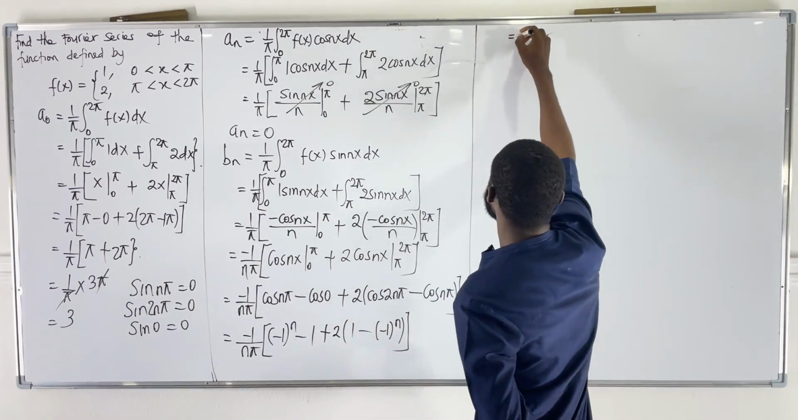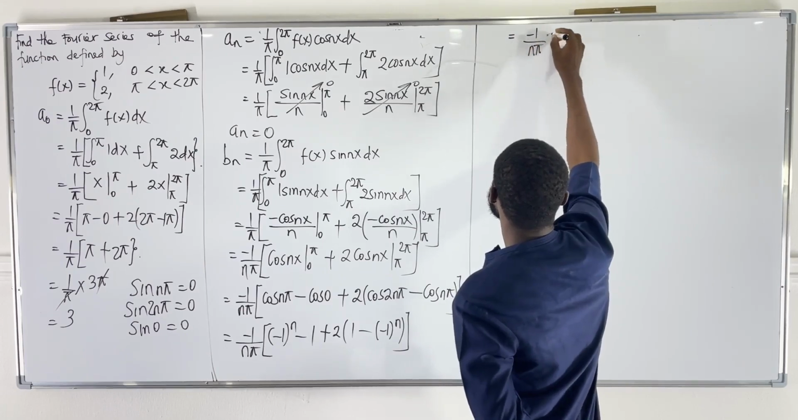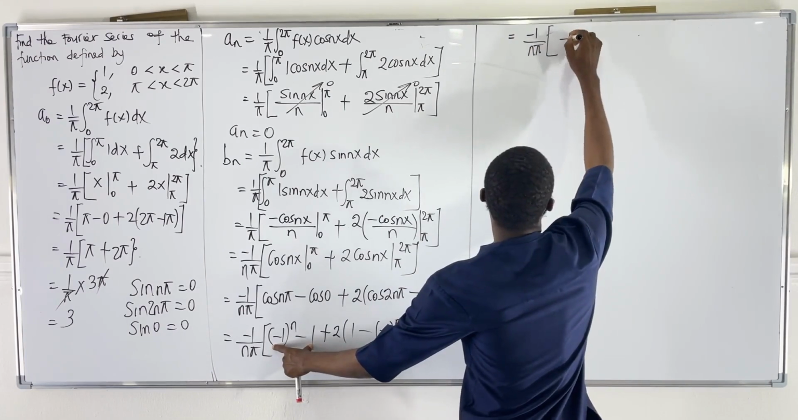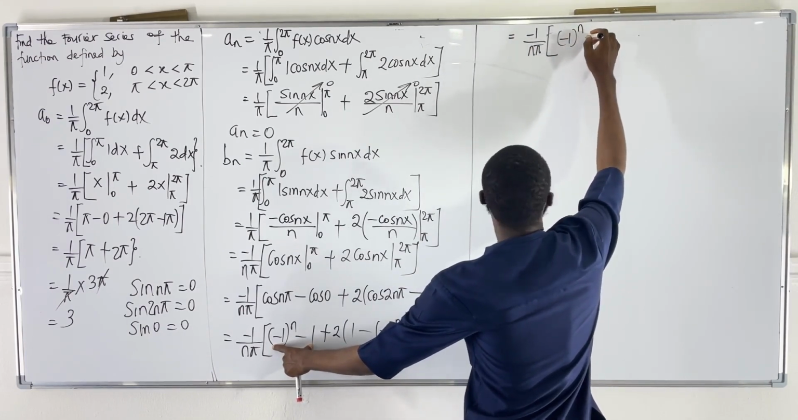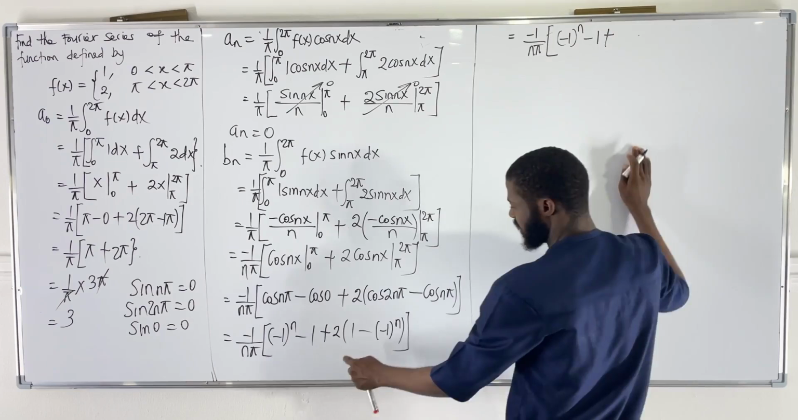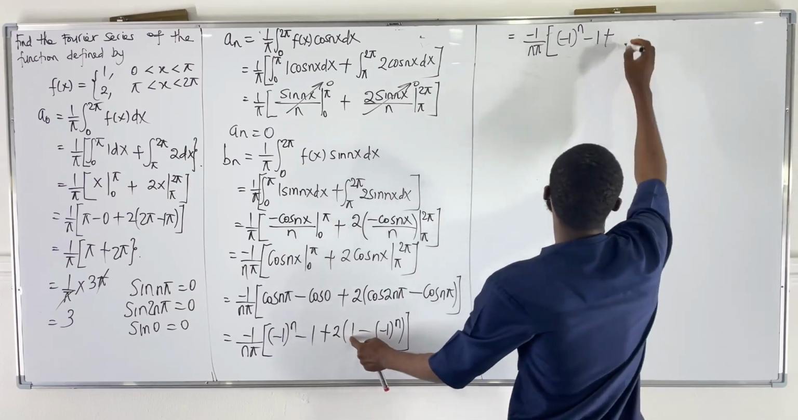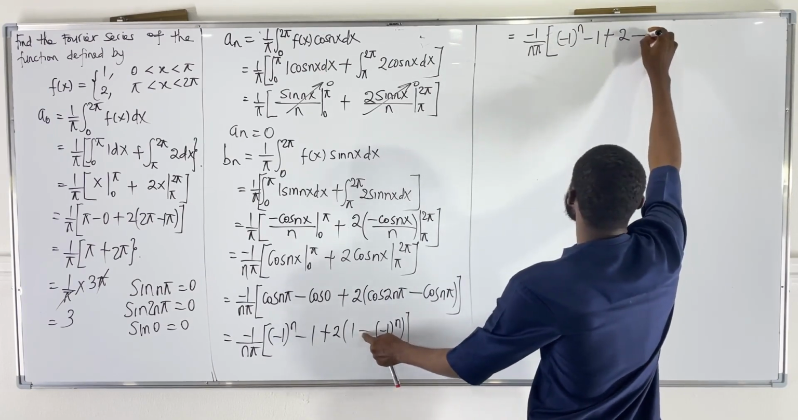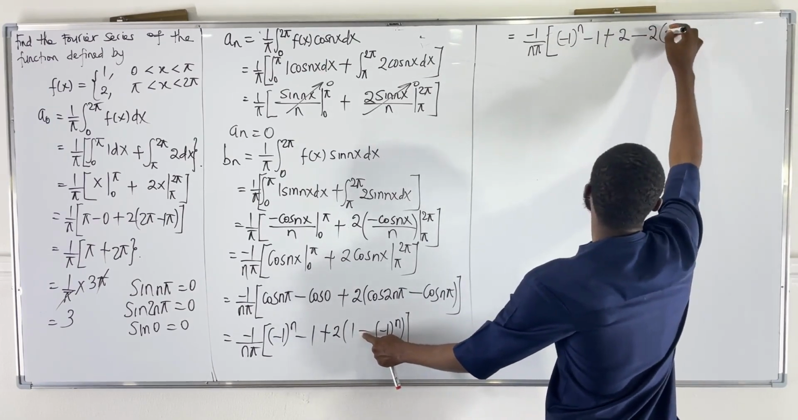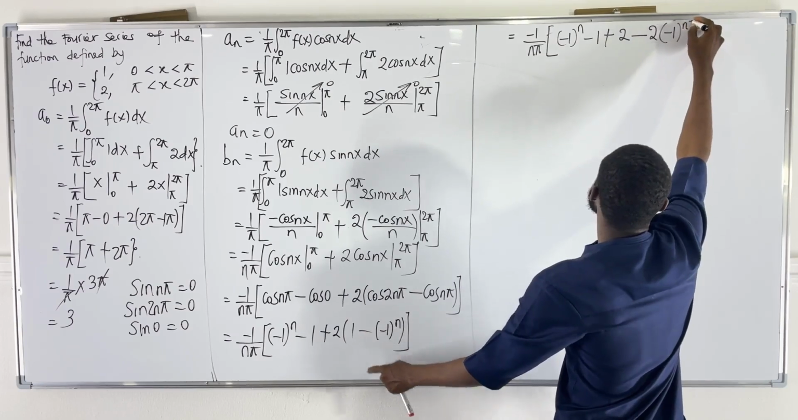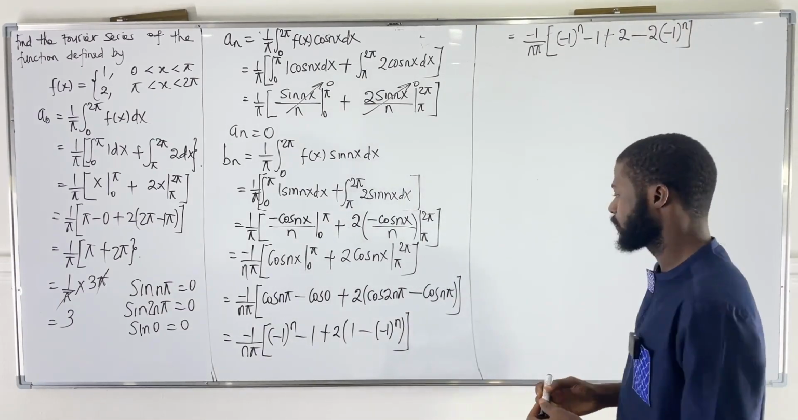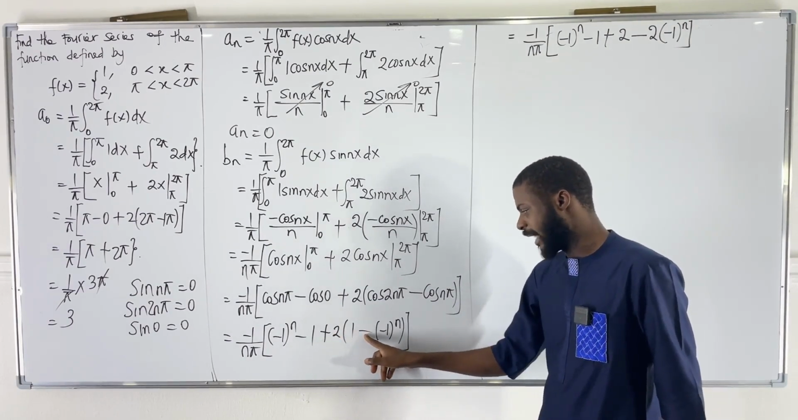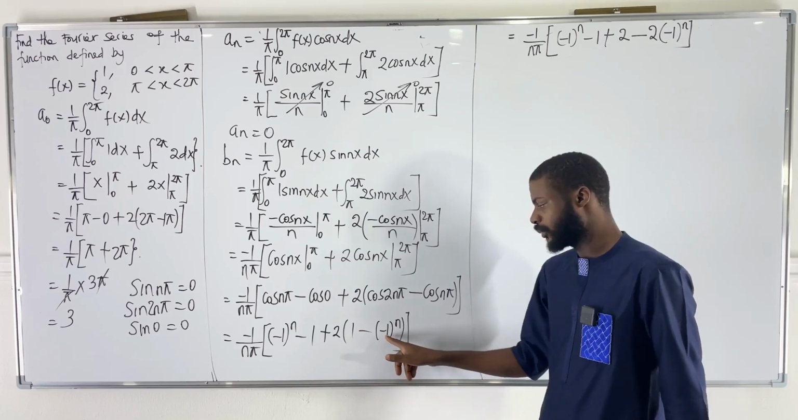So this will equal minus 1 over n pi into, now I want to leave this part like this, minus 1 to the power of n minus 1 plus, now use 2 to multiply. 2 times 1 is 2, 2 times this will give us minus 2 into minus 1 to the power of n. That's what it will give to us. So we're kind of opening the bracket. 2 times 1, 2. 2 times minus this will give us minus 2 into this.